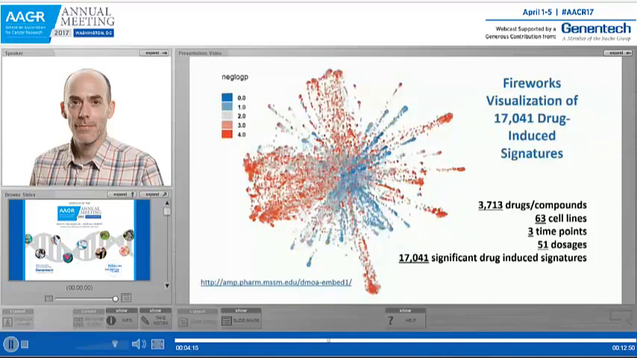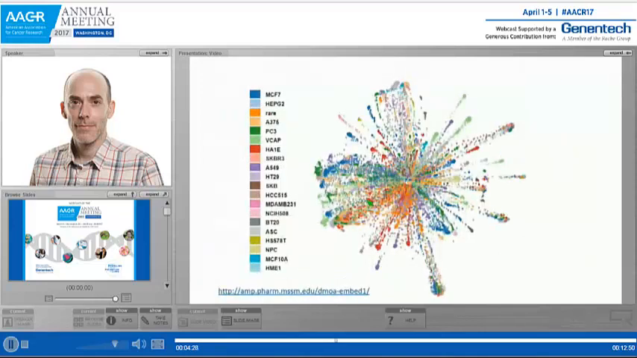This is coloring by the p-value, by the strength of the signature, and you can see that most of the signatures at the edges are very significant. Those are the red spots. The most informative is the coloring by cell line. Some of the perturbations are very cell line specific, but there are some areas where you have very strong responses that have many of the cell lines aggregated in them. And those responses are very distinct.